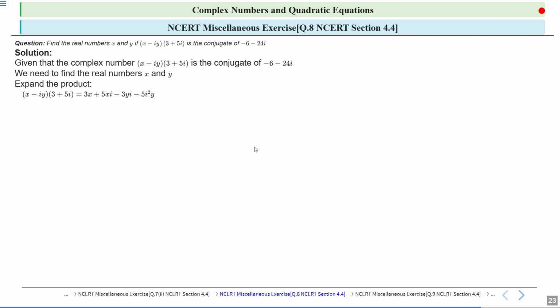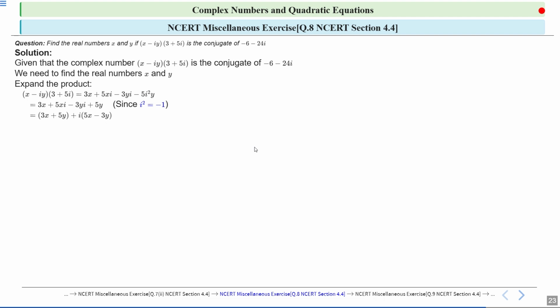So let's expand the product x minus iota times y times 3 plus 5 times iota. Multiplying out, we get 3 times x plus 5x times iota minus 3 times y times iota minus 5 times iota square times y. Let's simplify further. This expression becomes 3x plus 5x times iota minus 3y times iota plus 5y, since iota square equals minus 1.